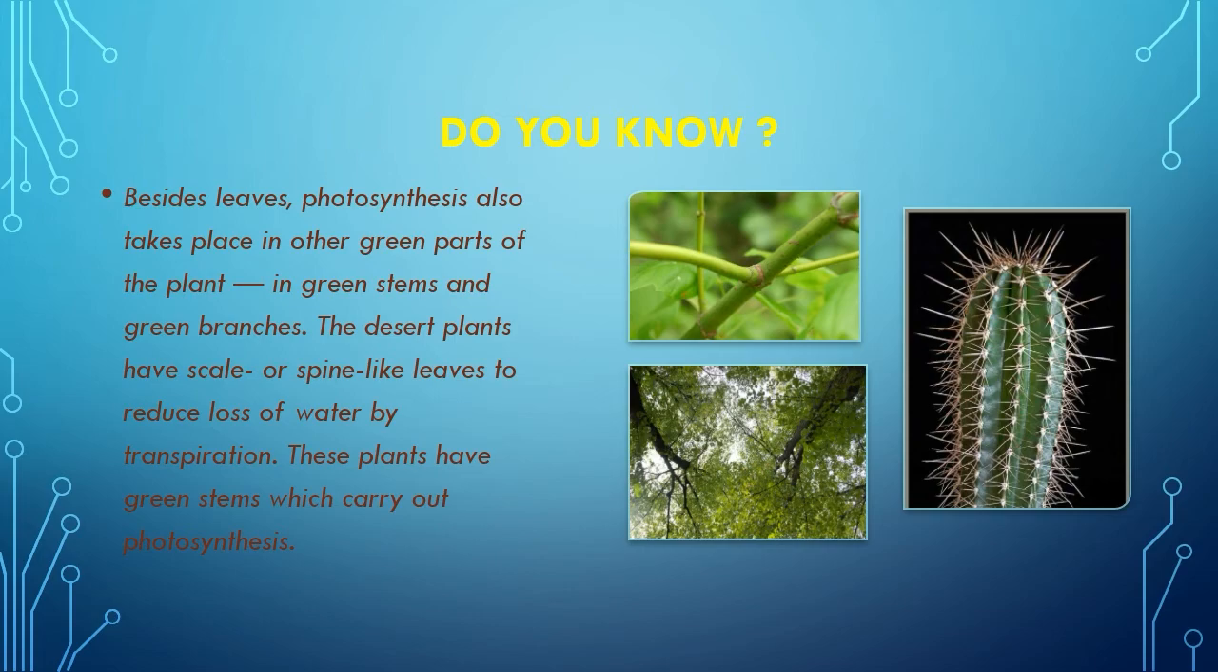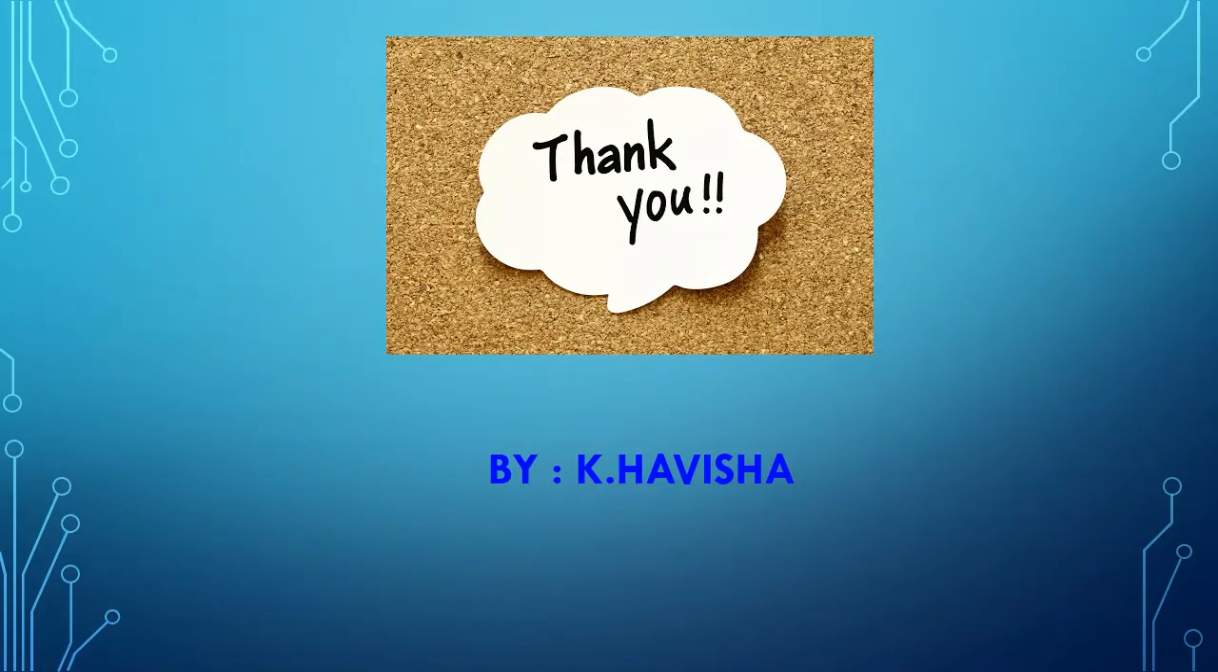Then how do these desert plants do photosynthesis process? They have green stems that do photosynthesis process. Hope you understood about autotrophic nutrition. In the next class, we will see about heterotrophic nutrition.